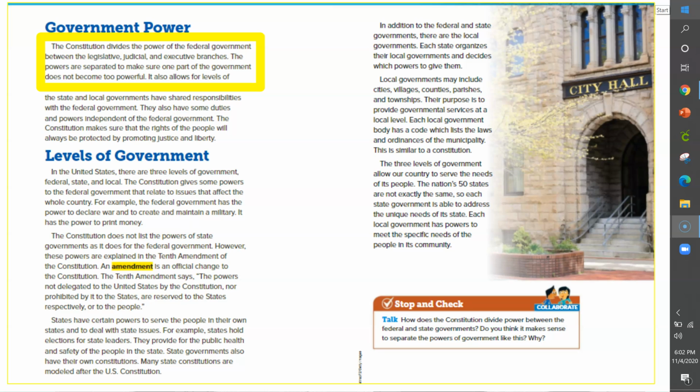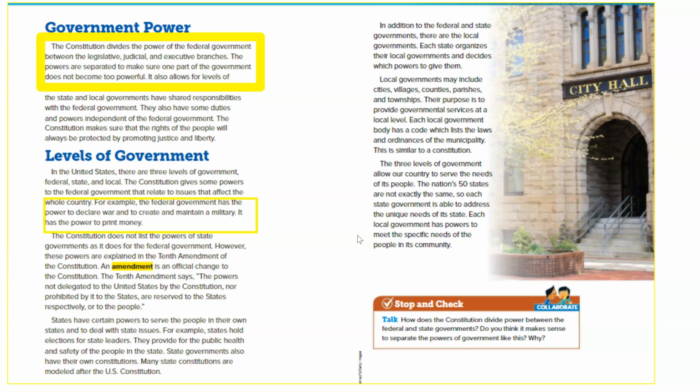Back to the text. The Constitution gives some powers to the federal government that relate to issues that affect the whole country. For example, the federal government has the power to declare war and create and maintain a military. It has the power to print money.